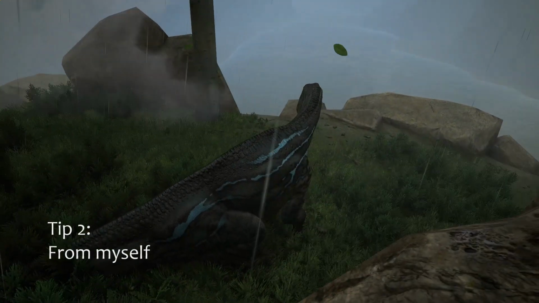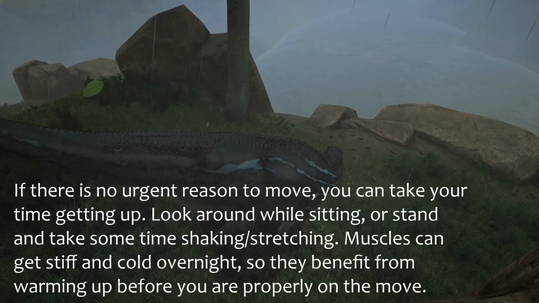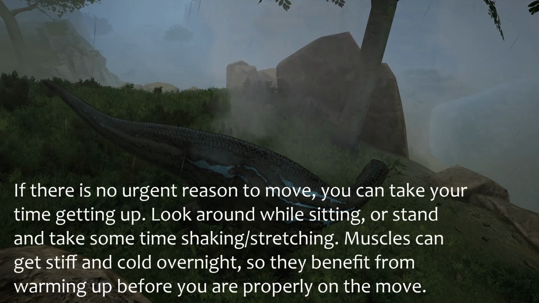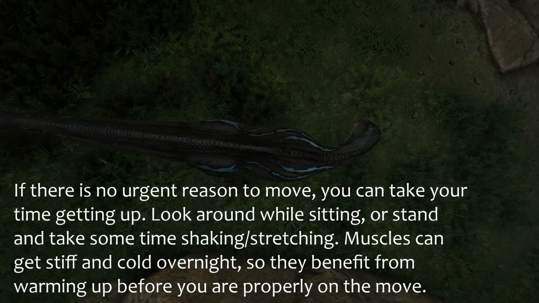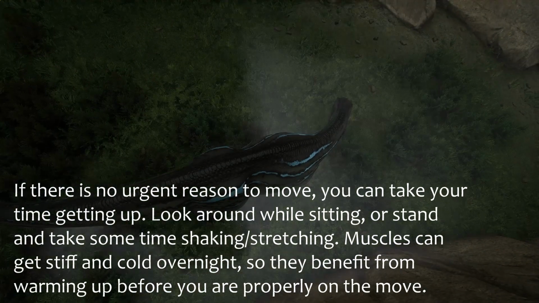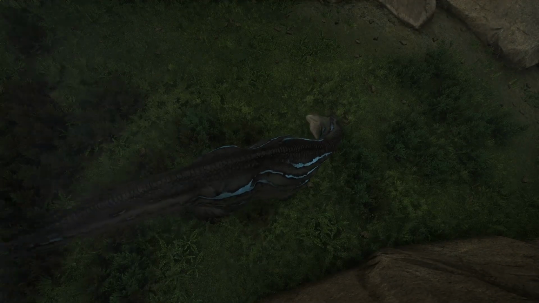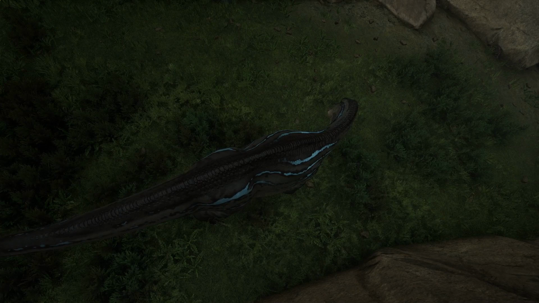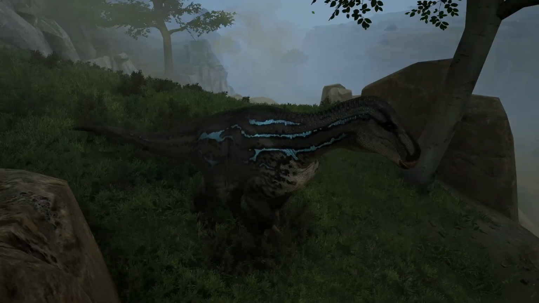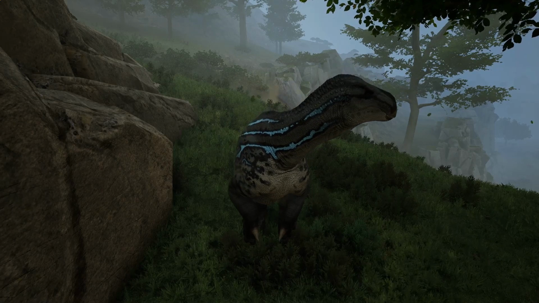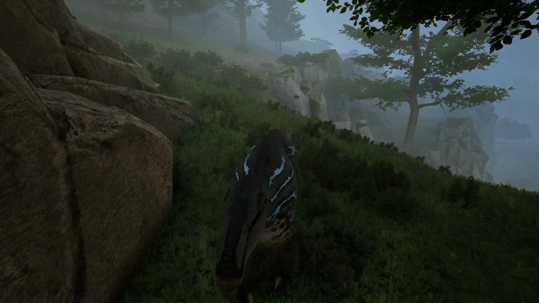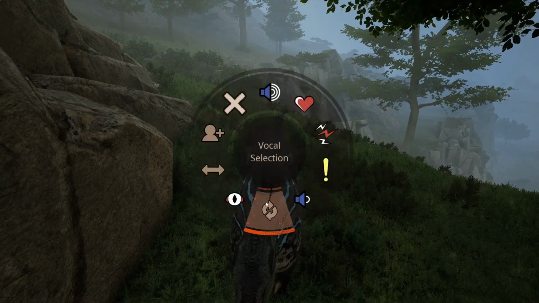Once you get up though, you can start off with a bit more of a slow move. After all, when you first wake up, if there's nothing immediately urgent, you don't always just get up and run away. So you can take the time to sit up, look around, stretch, yawn, scratch. Just generally get your muscles warmed up and get ready to go for the day.